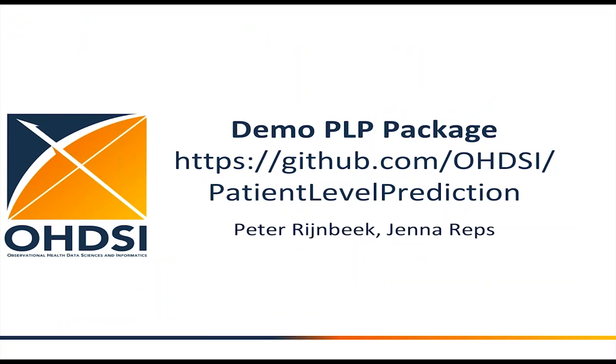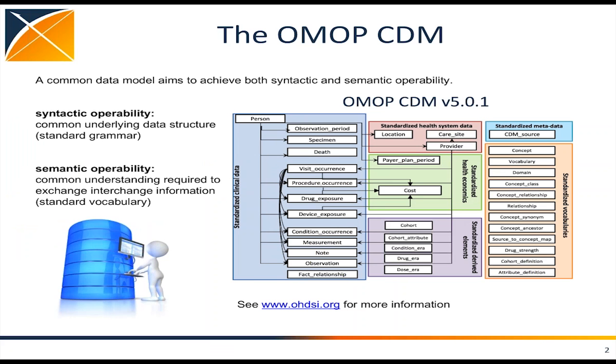Welcome to this short demo of the patient level prediction package. You can find the package on GitHub on the link described in this slide. This package has been developed within the patient level prediction workgroup, which is led by me and Jenna Reps within the Odyssey community. The patient level prediction package runs against the OMOP common data model. This model is described in a lot of detail on the odyssey.org website, and there are other tutorials there if you want more information.